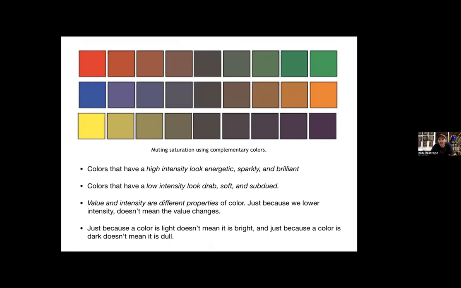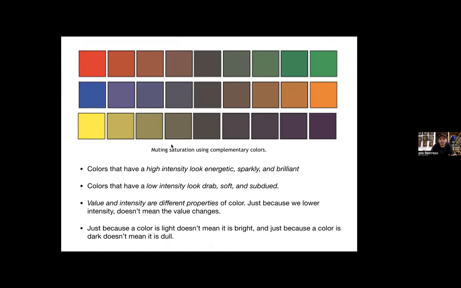And then here you could also subdue a color with its complement. In this case, for example, we'll take the first row. The complement of red is green. And as you can tell here, it's neutralized and it lowers its saturation.